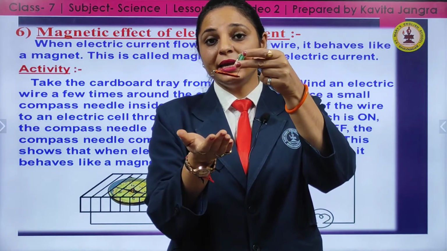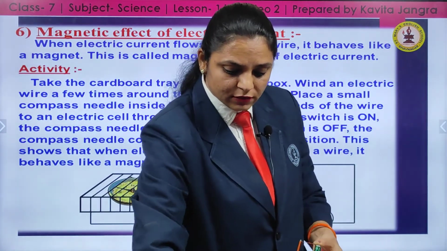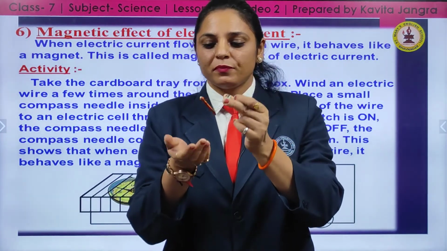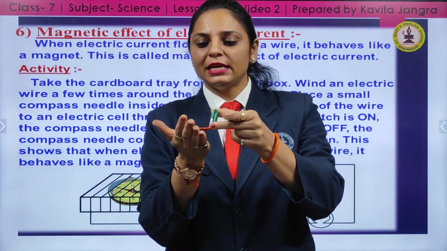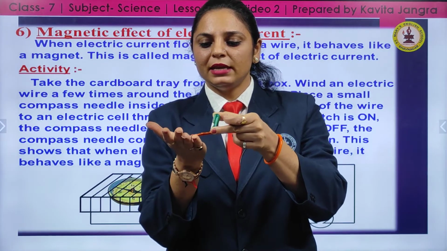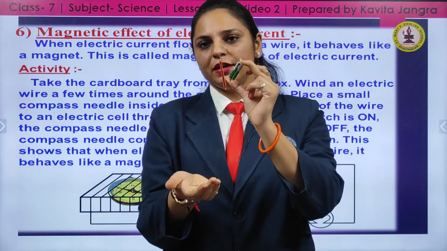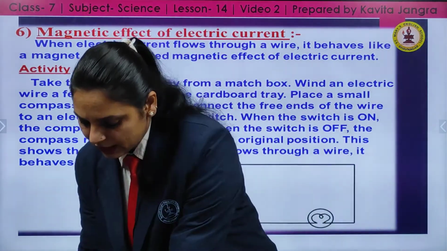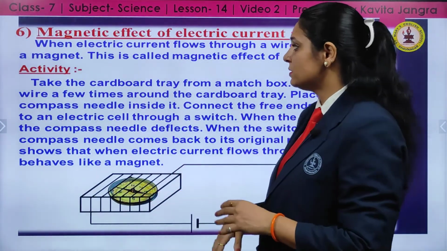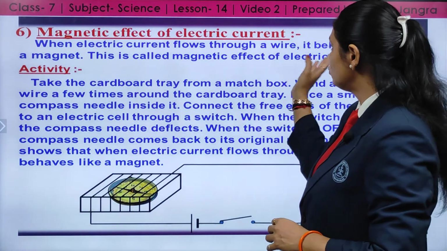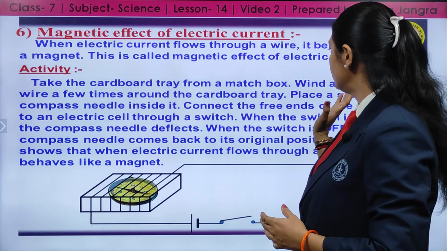Now this is the magnetic effect due to this electric current. You can observe that due to electricity passing through the number of coils, the magnetic effect has been generated. As I disconnect this, the magnetic effect is removed. So this is the electromagnetic effect, which is the magnetic effect due to electricity. When the electric current flows through a wire which behaves like a magnet, that is called the magnetic effect of electric current.